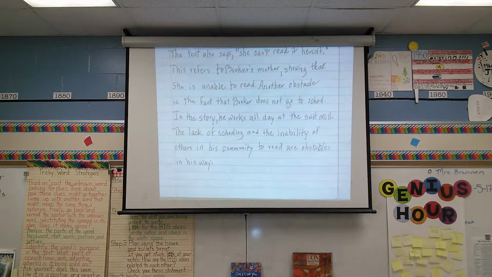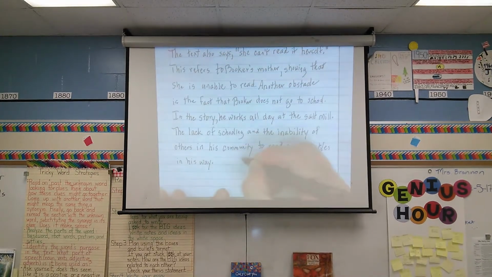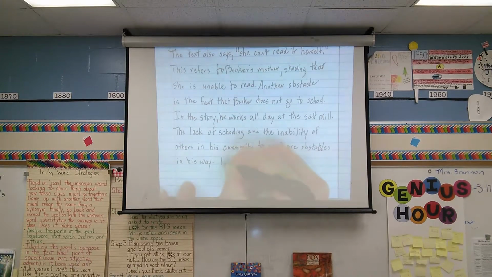Now, remember what we do when we get to the end of a body paragraph. We need to restate what we've been talking about, obstacles, and connect it somehow to the main idea, which is that he's continuing to go on to his dream, not the main idea, I'm sorry, but the thesis statement, which is that he is determined to reach his goal. Okay, so I want to end with a sentence that mentions both of those.